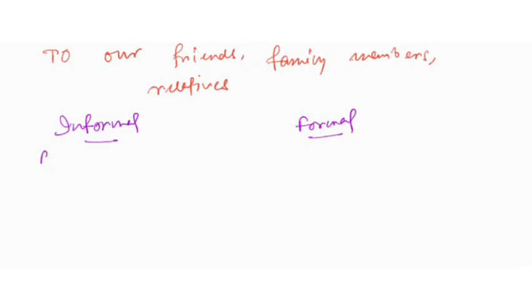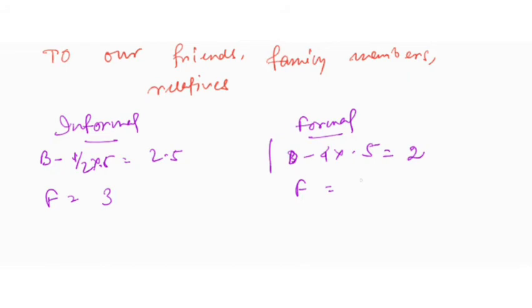In case of informal, body half into 5 points equals to 2.5. Whether formal, body 4 into 0.5, that means 5 points equal to 2. Whether format is of 3 marks, whether format is of 2.5 marks. Now the basic difference is, most of the time students go for this formal letter only for half marks more that they get in this body part, in this format part. So I don't think that's going to be a fair option.